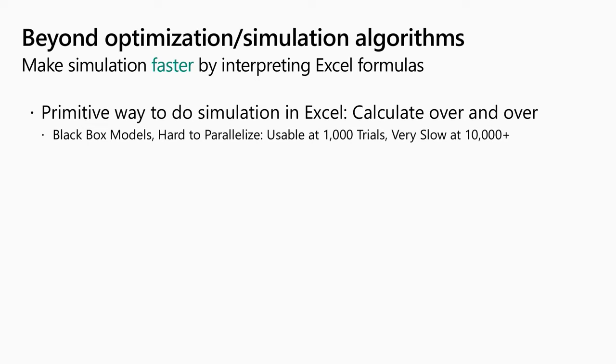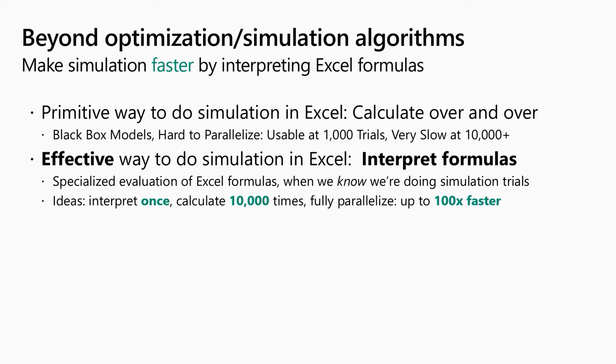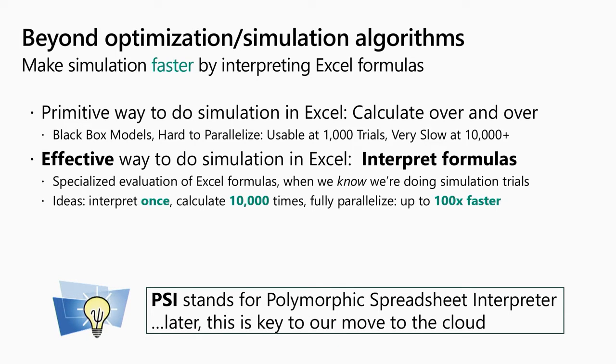So Excel is an interpreter. If we ask it to calculate 1,000 times, it's going to interpret and calculate 1,000 times. So if we could do something about that, and specifically what we did is we built our own interpreter for the Excel formula language, so we can look at and interpret the formulas. And since we know we're going to do a Monte Carlo simulation, and we're going to do exactly the same calculation, but with different random samples, 1,000 or even 10,000 times, we can interpret once, calculate 1,000 or 10,000 times. And by doing so, the end user experience speed-up is like 100x. It's like 2 orders of magnitude. So this is what we call the polymorphic spreadsheet interpreter.